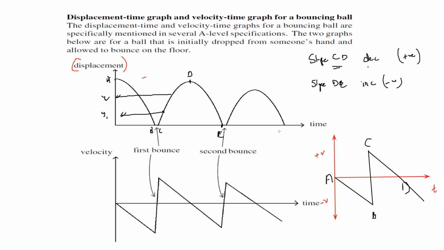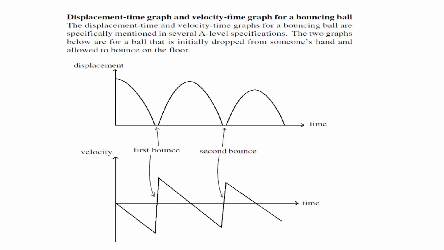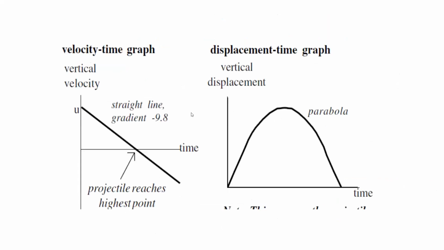And then the continuation is the same way. Is it clear how we complete a displacement time graph and velocity time graph for a bouncing ball? Then sometimes they give you the velocity time graph and you have to complete a displacement time graph from the velocity time graph.